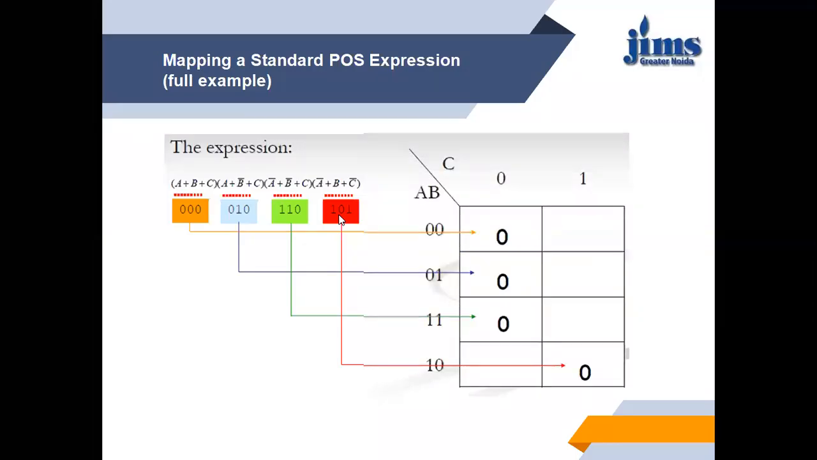Then we have to map it into the K-map. The first value is 0, 0, 0. It is here. 0, 1, 0 is here. 1, 1, 0 is here, and 1, 0, 1 is here. So the mapping is the same as in case of SOP, but instead of ones, we have to write 0. Is that clear?